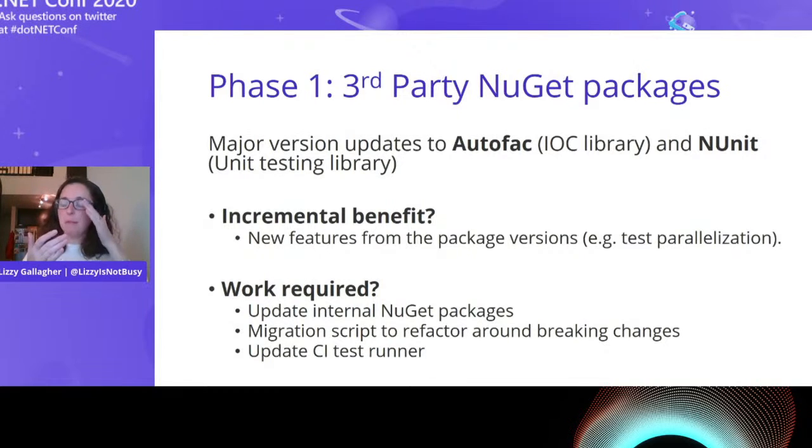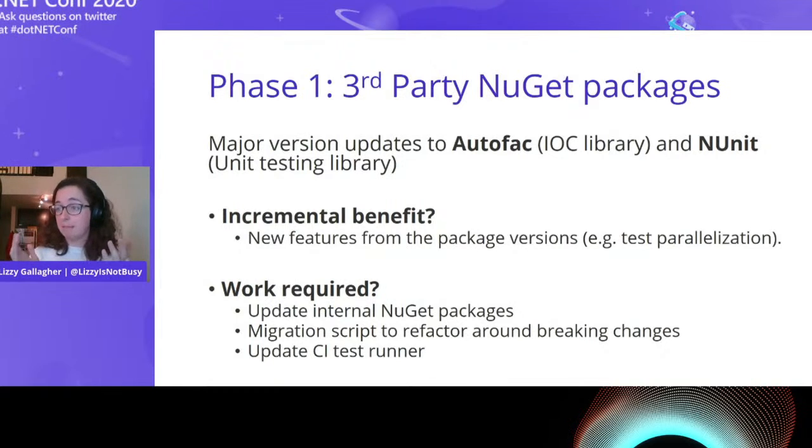So the first step was to update our third-party NuGet packages to .NET Standard compatible versions. This may be easier for other companies. It ended up actually being fairly simple for us because we only had two dependencies that really needed updating: AutoFac, which I love, which is our dependency injection and inversion of control library, and NUnit, which I also love, which is our unit testing library. The incremental benefit of doing these updates was that we got to use the new features of AutoFac and NUnit.